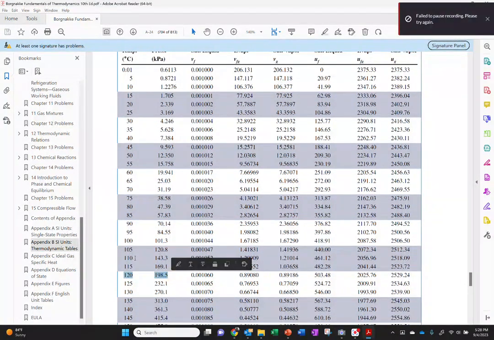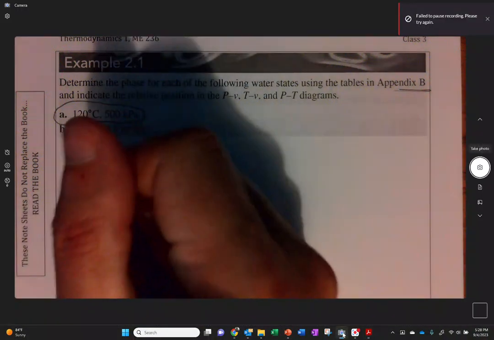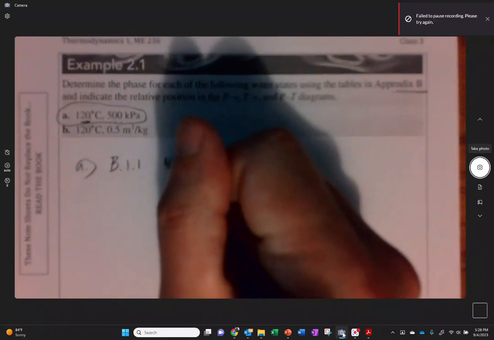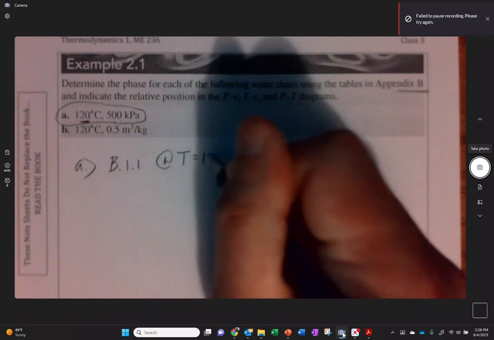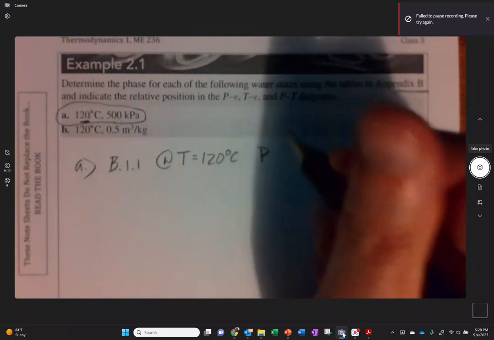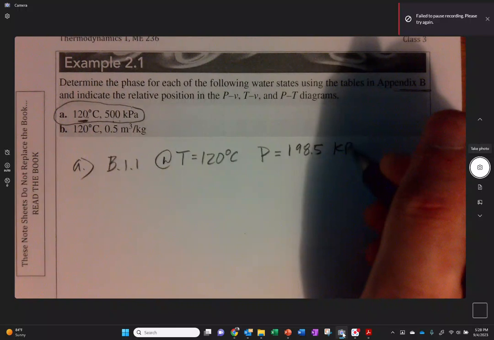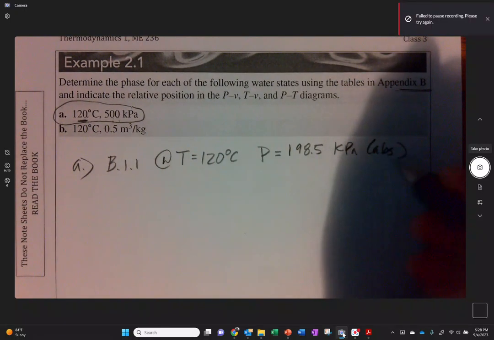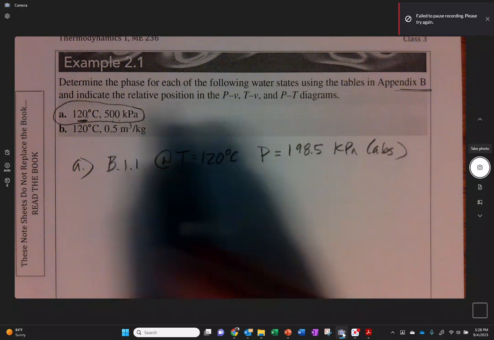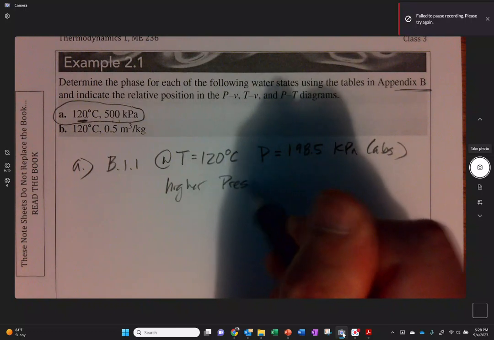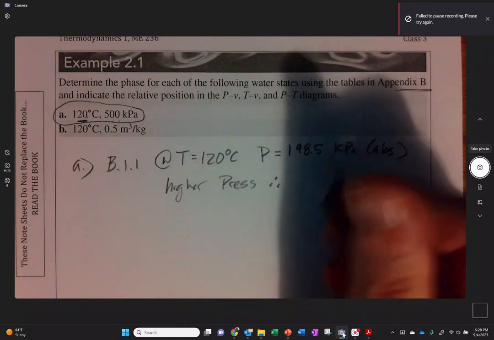Boom. We see that's 198.5. All right, so for this one, A, at B.1.1 at T equal to 120 degrees C, we have the saturated pressure at 198.5 kilopascals, and remember that's absolute. But here we have a higher pressure, so therefore we're in liquid state.